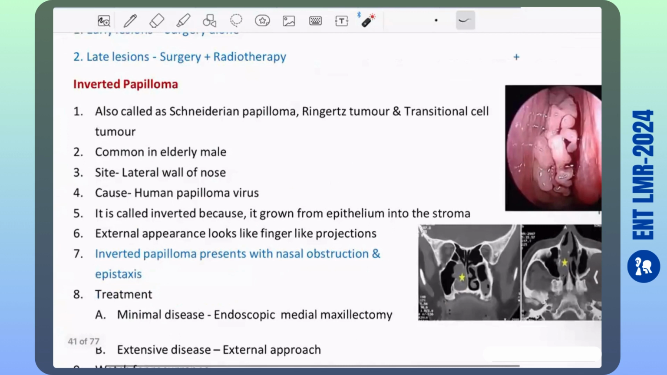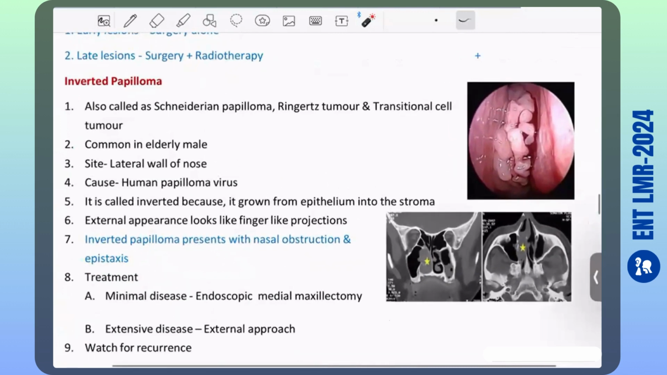Inverted papilloma is a very important tumor. It is also called Schneiderian papilloma, Ringertz tumor, transitional cell tumor. Commonly in elderly males, the site is the lateral wall of the nose. The cause is human papilloma virus. It is called inverted because usually a tumor grows outward from the surface, but this one grows below the surface. Okay, it grows from the epithelium into the stroma. That's why it is called inverted papilloma.